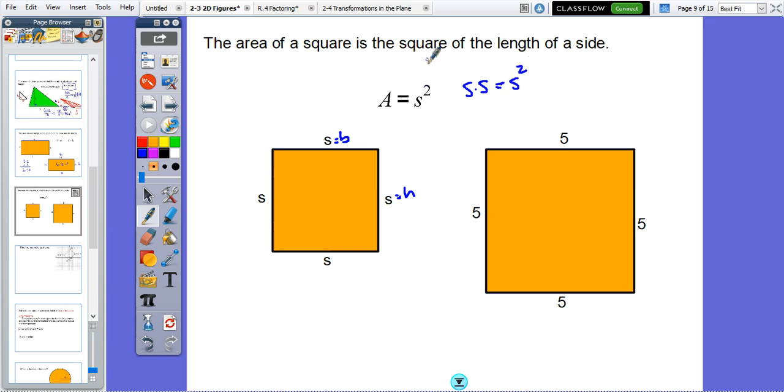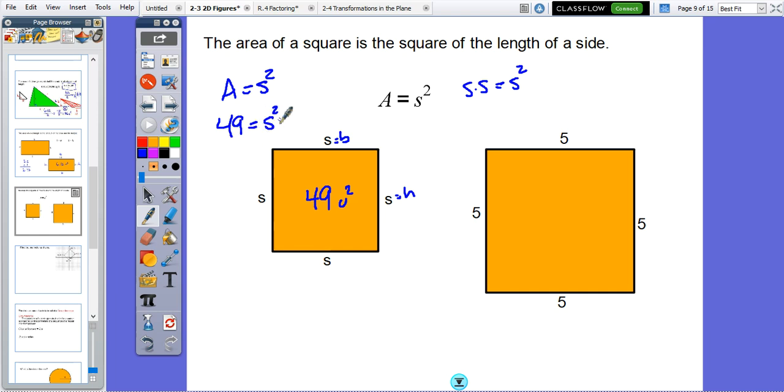The reason that's relevant to us right here is because there'll be problems where they tell you something like, hey, the area of my shape here is 49 units squared. What's the perimeter? Well, you ask, oh man, the area is 49. How do I get the sides? That's a good question. Remember, area is equal to side squared. So if they tell us the area is 49, that's equal to side squared. How do I get one side?